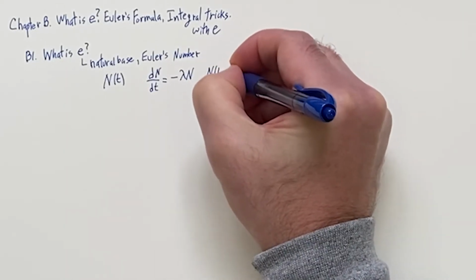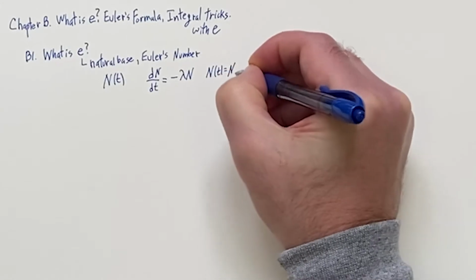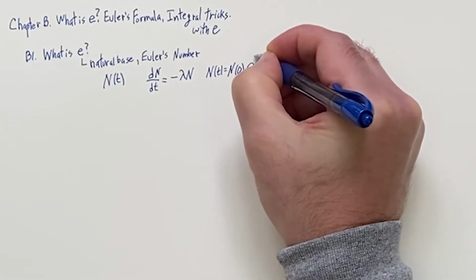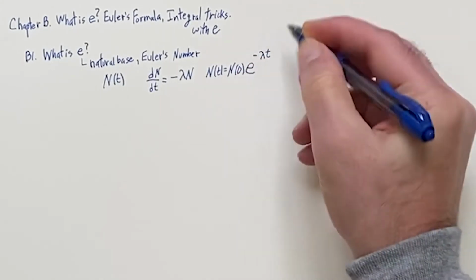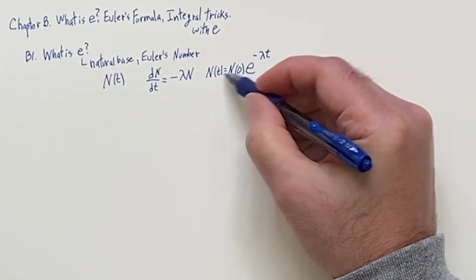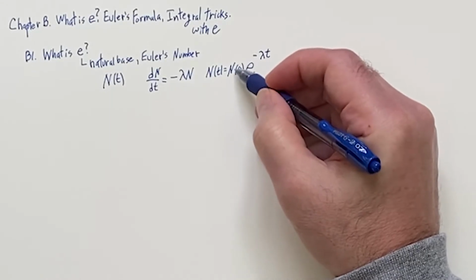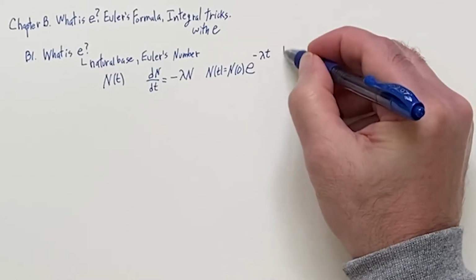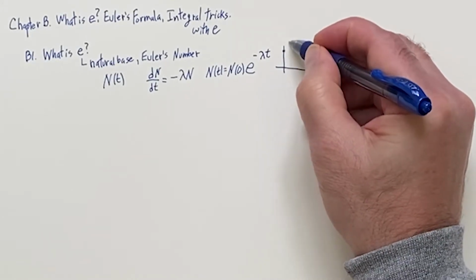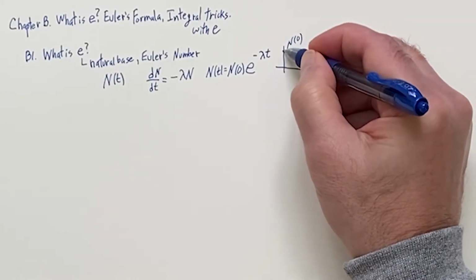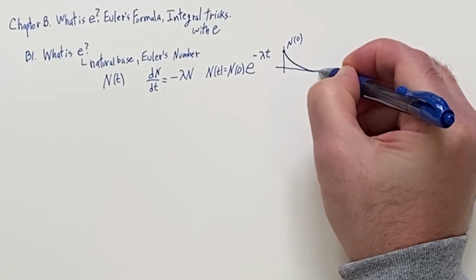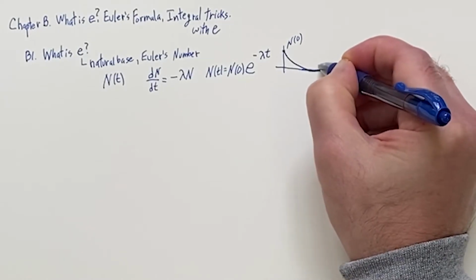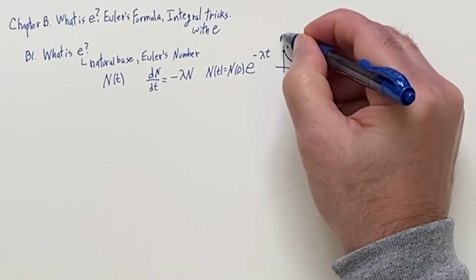And you get the solution, some initial amount, and then e to the minus lambda t. So if t is equal to 0, then you get the initial amount. And then as t goes on, these decrease. And you start out with some n of 0, and then you're going to go to 0 asymptotically, as time goes to infinity. This is the n.